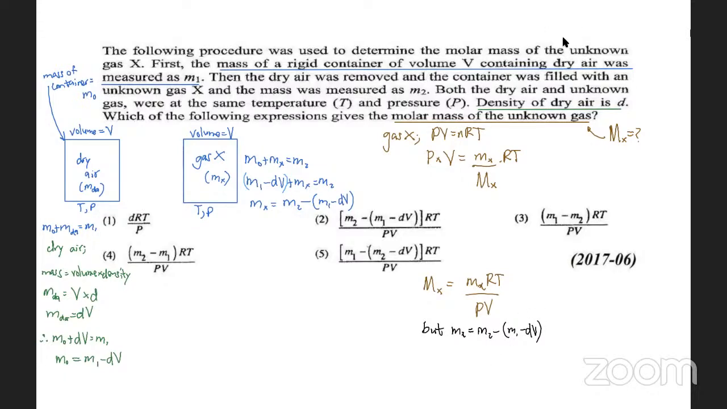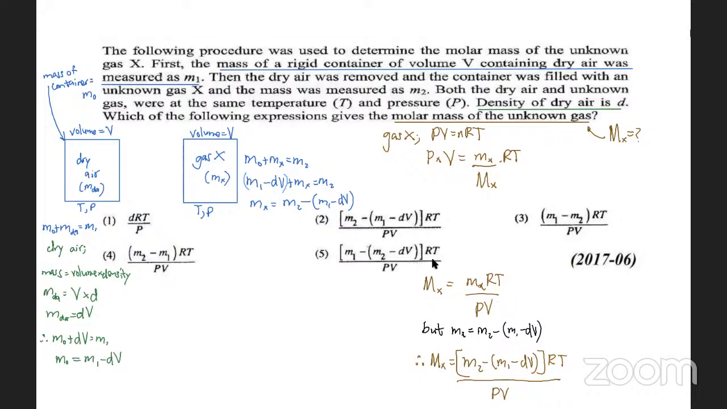So molar mass of x, what is it going to be? Molar mass of x is going to be, instead of mx, you can substitute this value, m2 minus m1 minus dv whole thing into RT over PV. Very simple, this question, not very hard. The answers look big and intimidating, but it's not out of control, out of your zone.